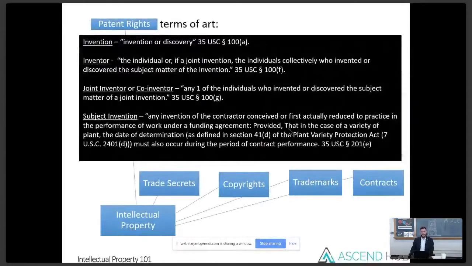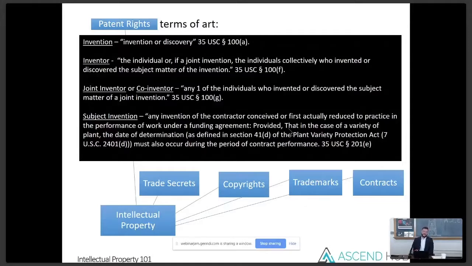A few terms to know for patents. An invention, this is a really helpful, I think, definition from the US code, is invention or discovery. So an inventor is the individual, or if a joint invention, the individuals collectively who invented or discovered the subject matter of the invention. A joint inventor or co-inventor are any of the people who invented or discovered the subject matter of a joint invention.